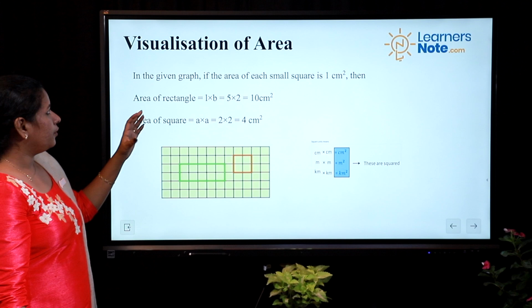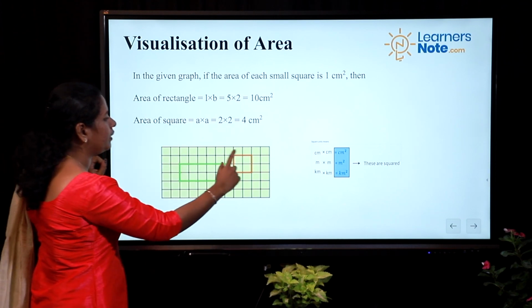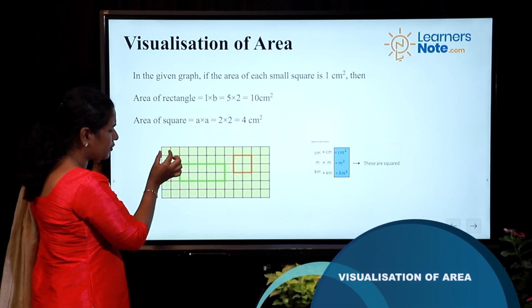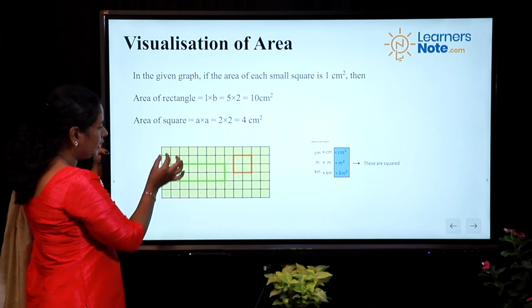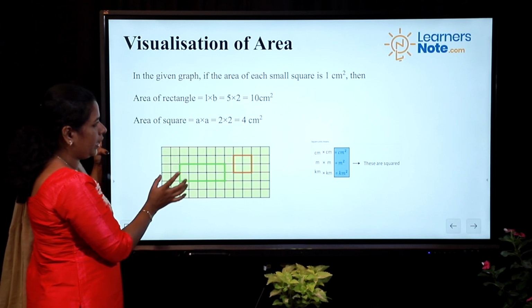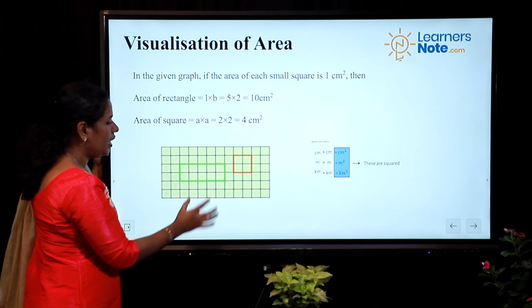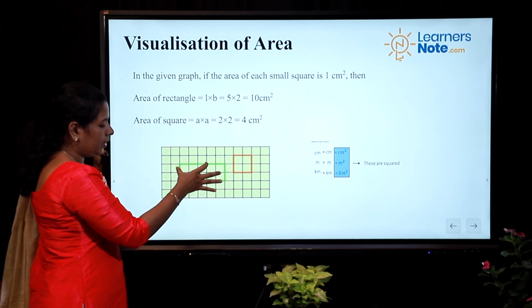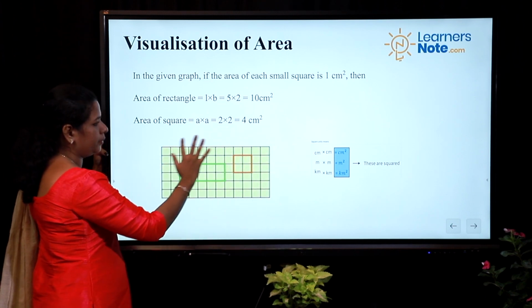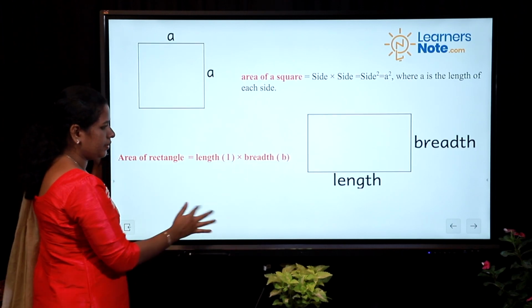Then we can find area by the visualization method. Visualization method means you can see a rectangle here. Within this rectangle, you can see small squares. This one square is equal to 1 centimeter square. Here I have drawn a green rectangle. Then we can calculate the area of this green rectangle by using the big rectangle, in which we can see small squares.